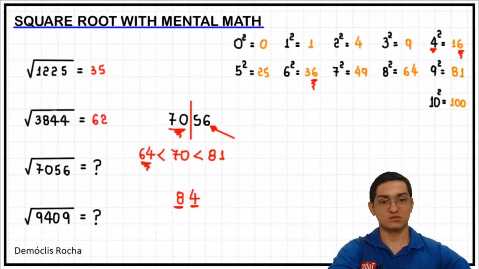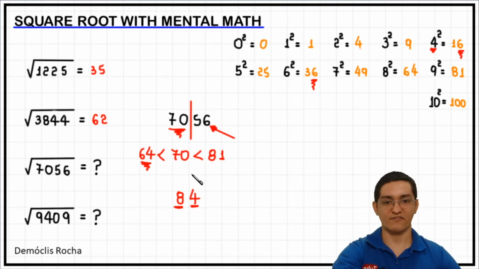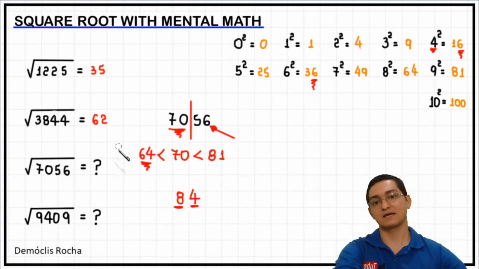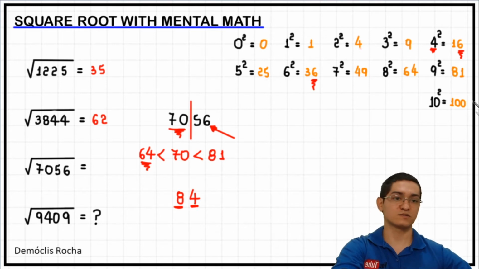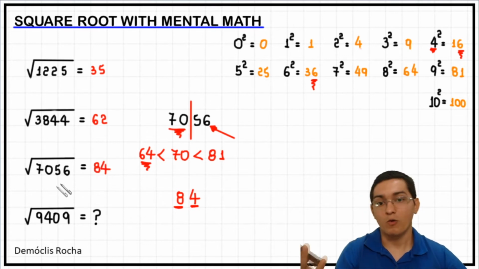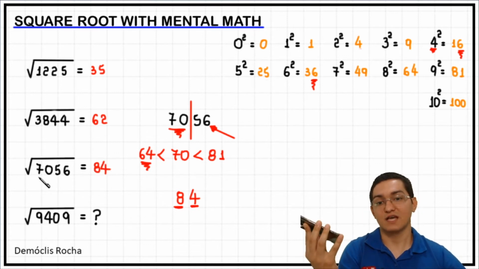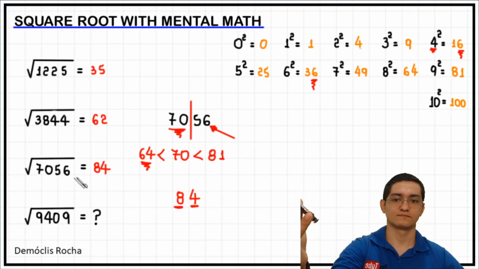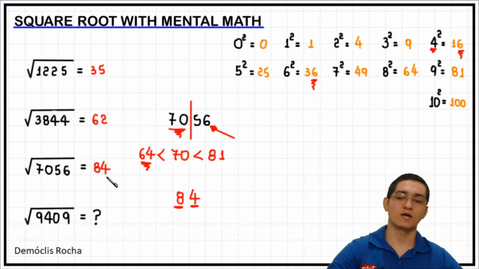You can do all this using mental math. I'm only writing here so that I can explain it to you, okay? And it takes only a second if you know all these results here, okay? So the result here is 84. Let's check. What is the square root of 7,056? Square root of 7,056 is 84. That's it, we got it.